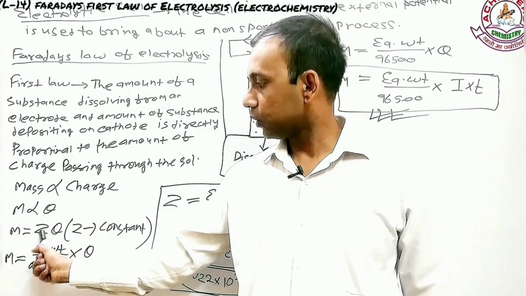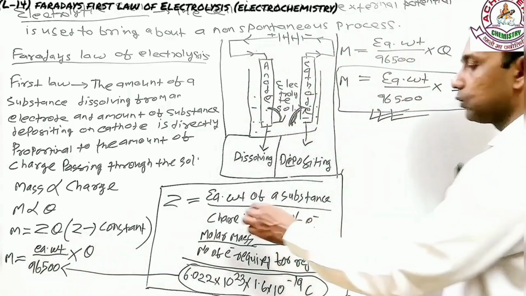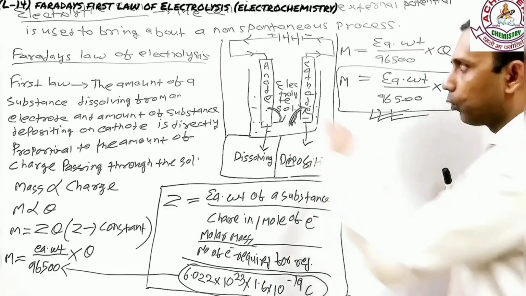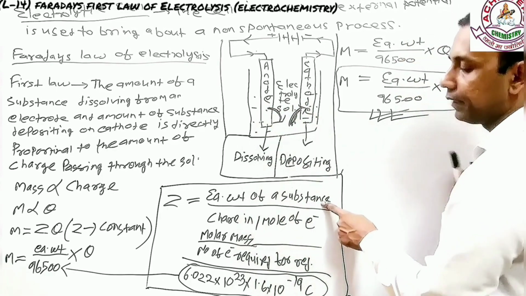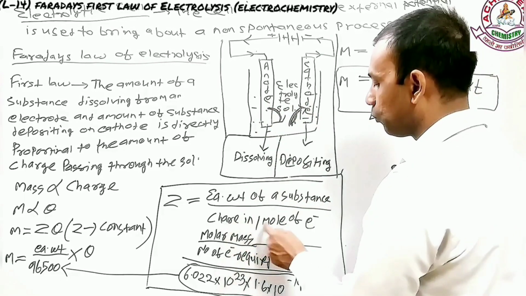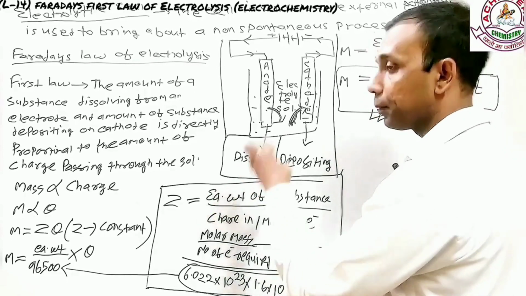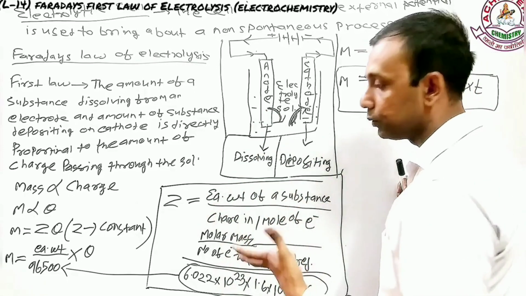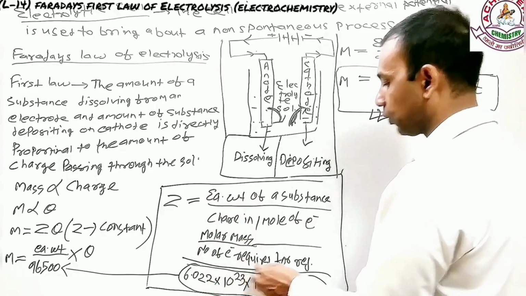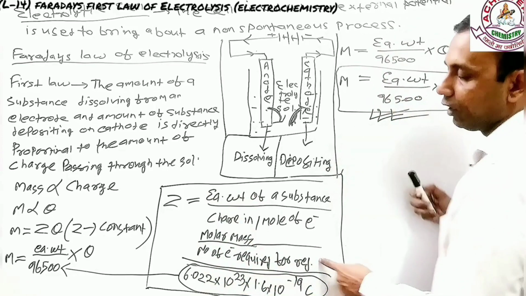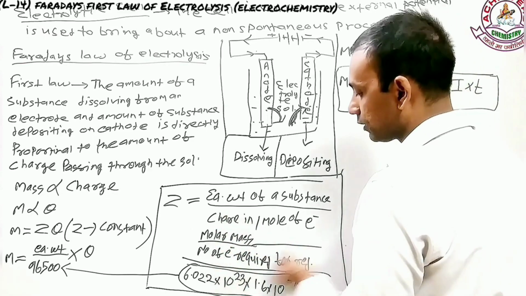And Z is equal to the equivalent weight of the substance, whatever, maybe zinc, maybe copper, divided by the charge in 1 mole of electron. Now, if you remember from the previous video, equivalent weight is equal to molar mass upon the number of electrons required for reduction of a species, divided by the charge in 1 mole of electron.